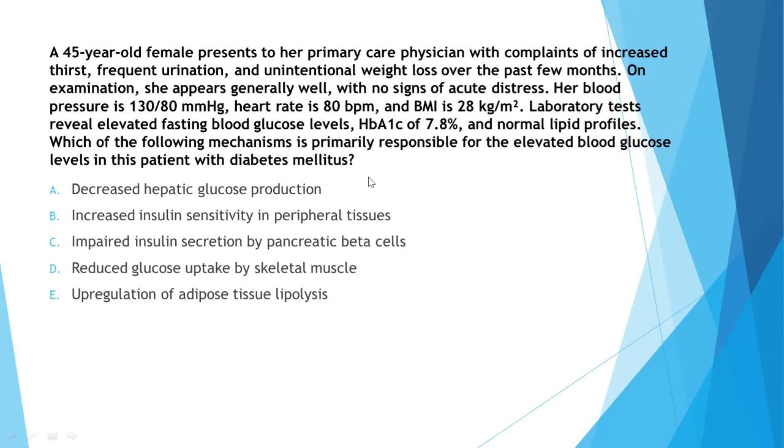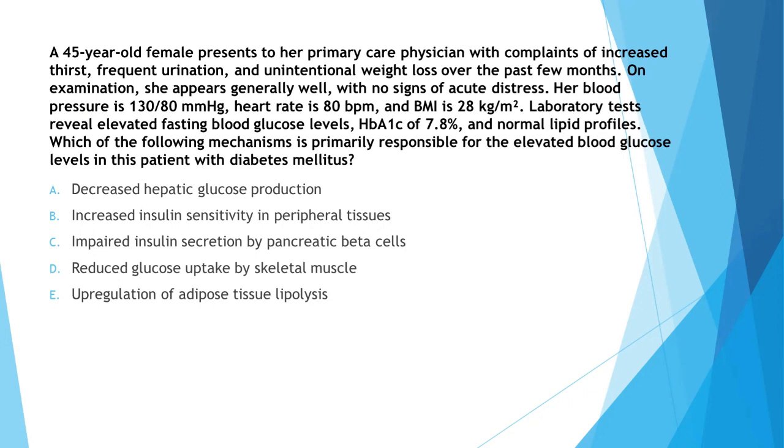So here we have a 45-year-old female who presents to her primary care physician with complaints of increased thirst, frequent urination, and unintentional weight loss over the past few months. On examination, she appears generally well with no signs of acute distress. Her blood pressure is 130/80, heart rate is 80 BPM, and BMI is 28. Lab tests revealed elevated fasting blood glucose levels, HbA1c of 7.8%, and normal lipid profiles.